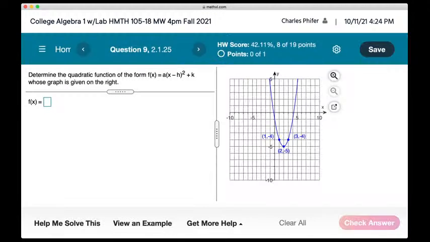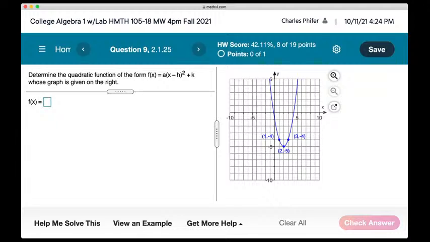Okay, they give us the vertex. They gave us several points. I'm going to choose the left point this time, just to see. We definitely need the vertex and then one additional point. So this is question number 9. This comes from section 2.1, question 25.